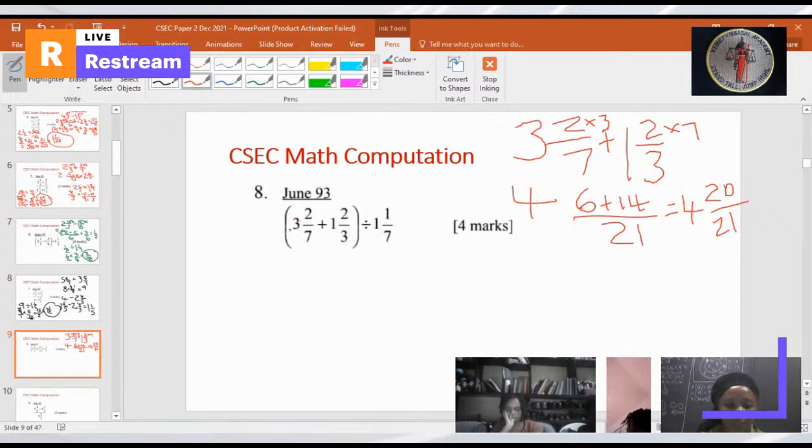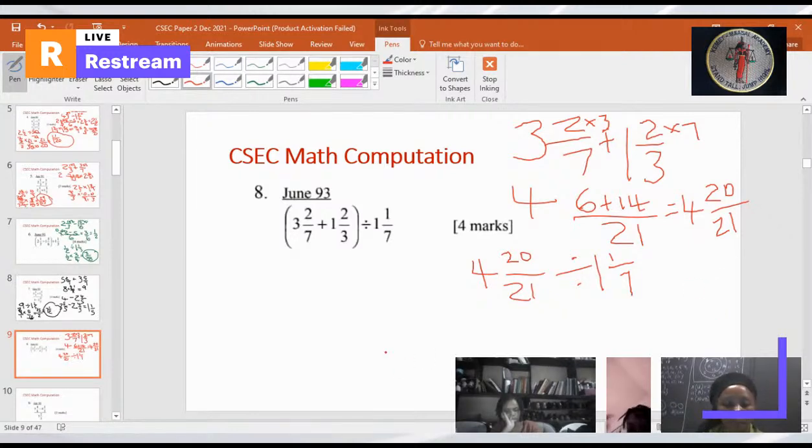And it says we're to divide this answer by this part. So let's set it out. 4 and 20 over 21, that's going to be big, divided by 1 and 1 over 7. All right, so what's the next step?